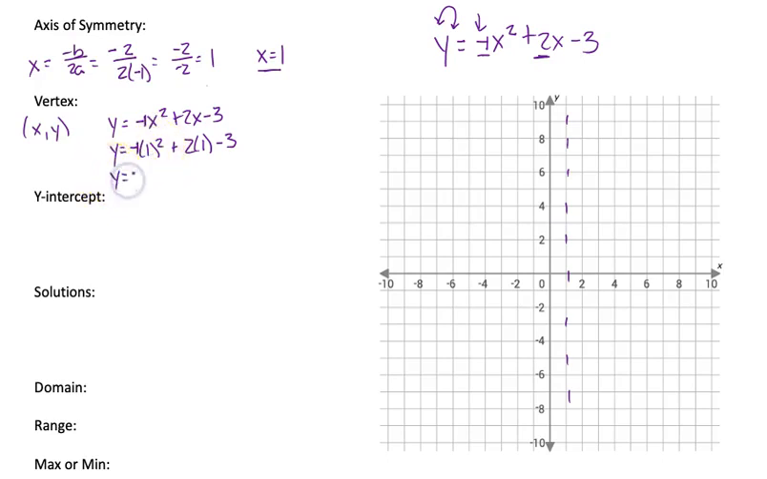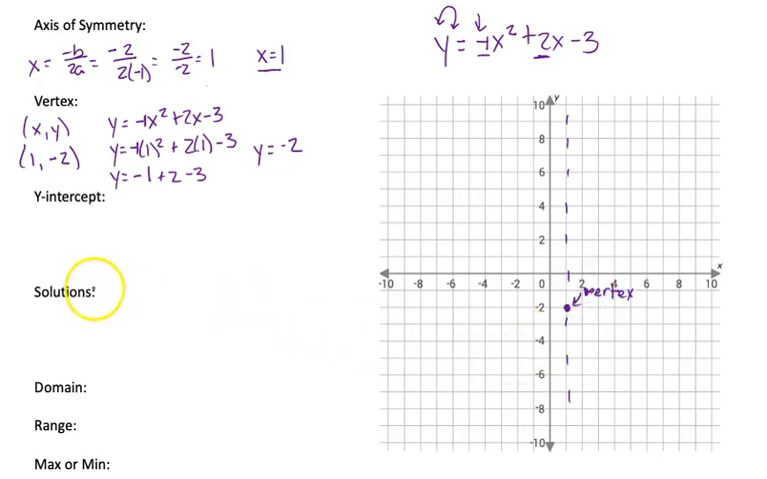So y equals negative 1 times 1 squared. Well, 1 squared is 1. 1 times 1 makes 1, times negative 1, so negative 1. 2 times 1 is 2. And I still have negative 3. So negative 1 plus 2 minus 3, y is going to equal negative 2. So I'm going to rewrite that vertex. I've got 1, negative 2. I'm going to put that on my graph. 1, negative 2. Now it's opening down this time, so my vertex is going to be on top, or a maximum, right?